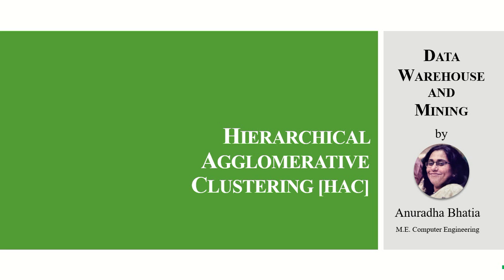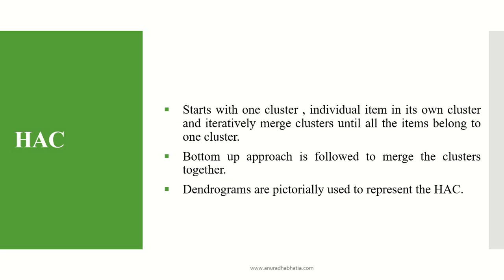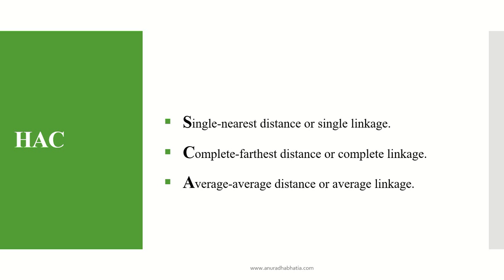We will see hierarchical agglomerative clustering, commonly known as HAC, problem solving using average link for data warehouse and mining. HAC starts with one cluster. Individual items in its own cluster are iteratively merged until all items belong to one cluster. It follows a bottom-up approach, and pictorially, dendrograms are used to represent the HAC.